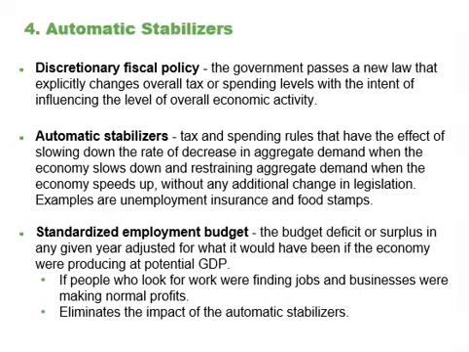Each year, the nonpartisan Congressional Budget Office calculates the standardized employment budget. That is, what the budget deficit or surplus would be if the economy were producing at potential GDP, where people who look for work were finding jobs in a reasonable period of time and businesses were making normal profits, with the result that both workers and businesses would be earning more and paying more taxes. In effect, the standardized employment deficit eliminates the impact of the automatic stabilizers.